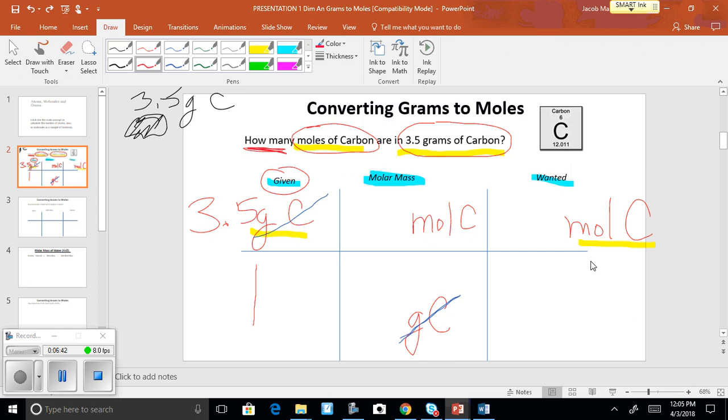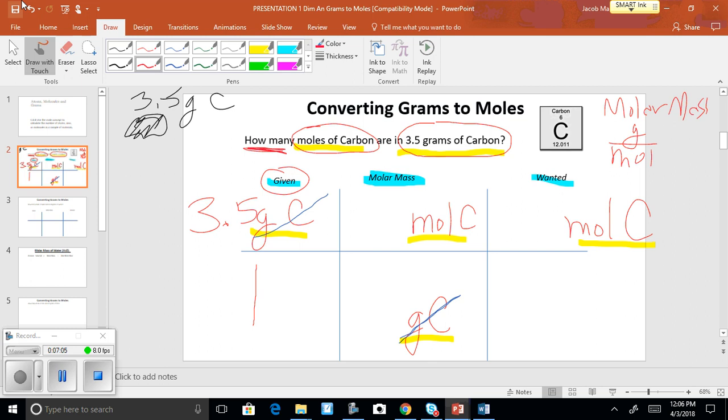Well, if you look at my units, you'll see that I have moles on the top, moles of carbon, and grams of carbon. Now this probably looks hopefully kind of familiar to you guys. What are the units for molar mass? They are molar mass is grams per mole.